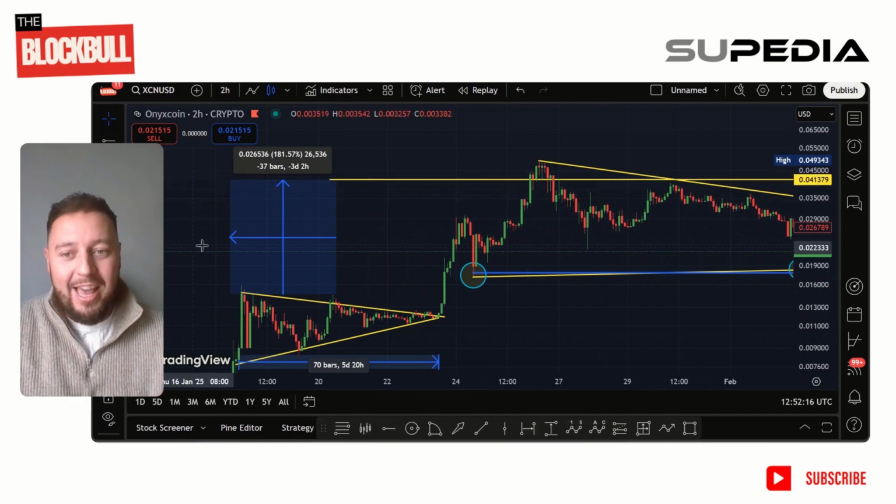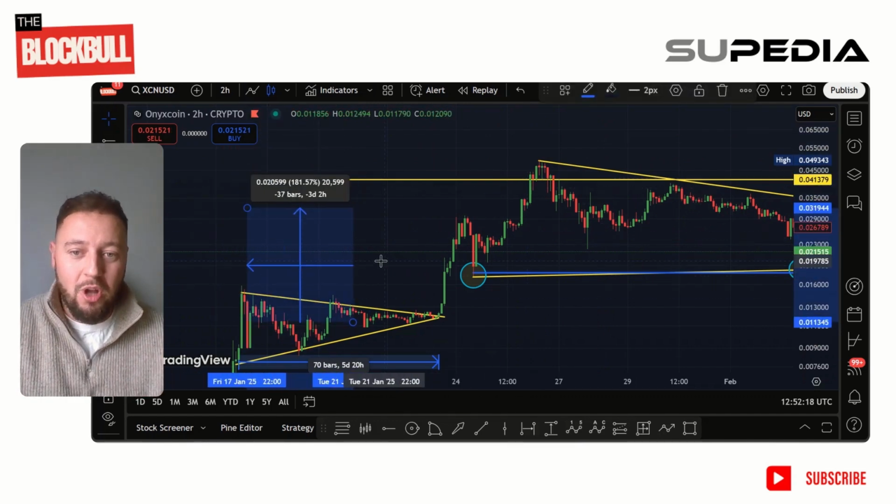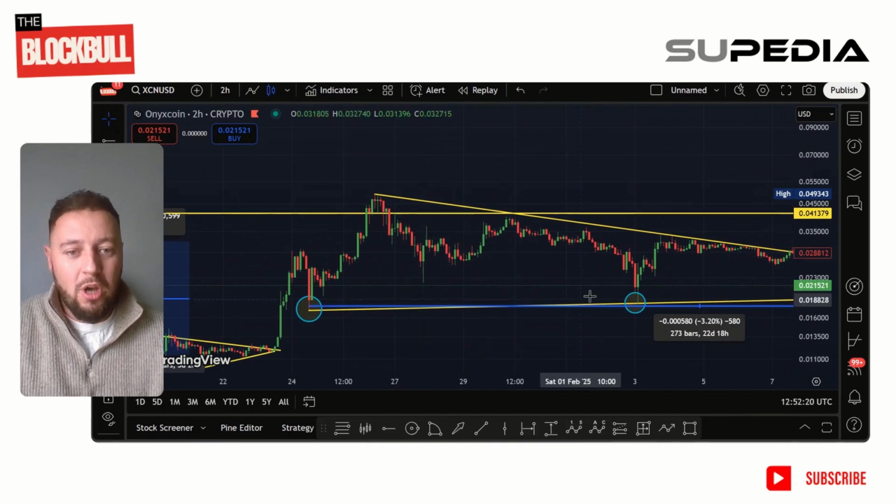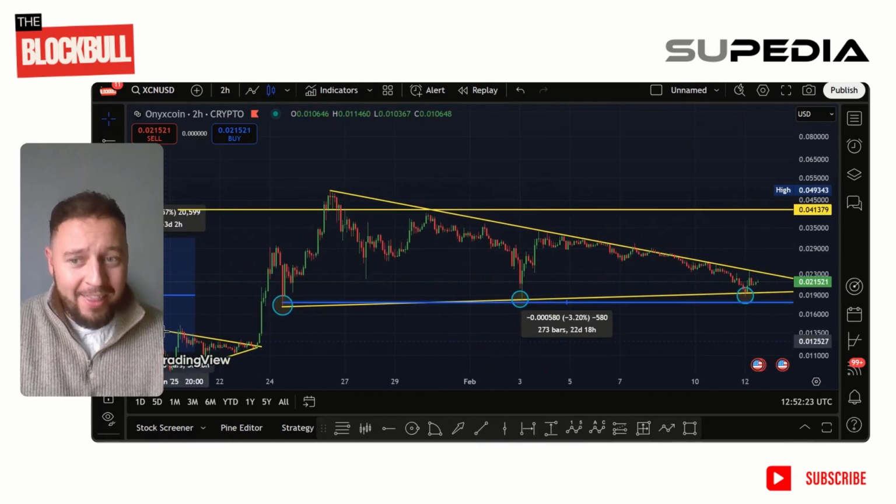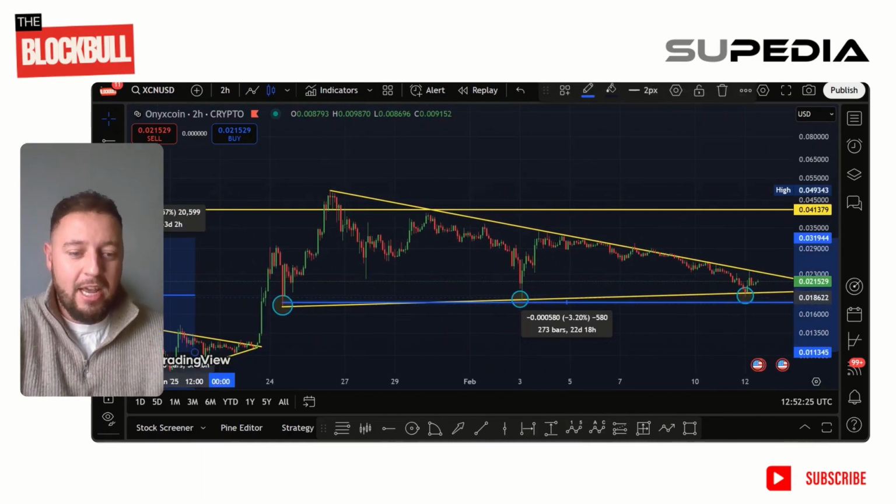Now what I want to do is apply this technique which I've just used on this bull pennant. I'm going to use it on this bull pennant, and then we'll see what sort of targets that produces.